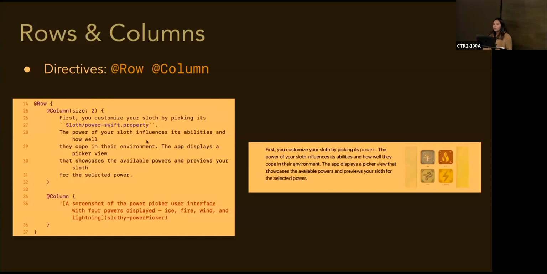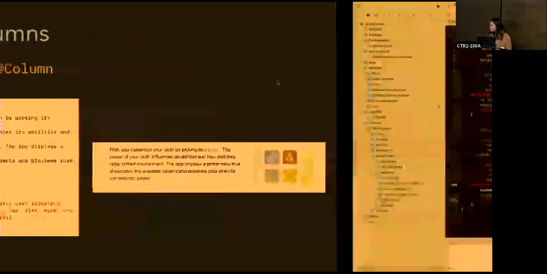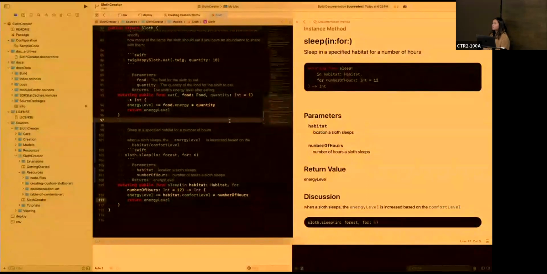So now that we know about a couple of DocC directives and we know how to build an article, let's go ahead and create one. Going back to Xcode, I want to create an article about a sample application I have. This application will use my Sloth Creator library, and it's essentially an app that will allow me to customize and take care of some sloths. It also has some localized content to support different languages.